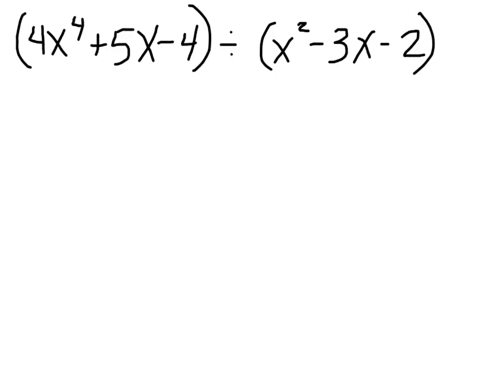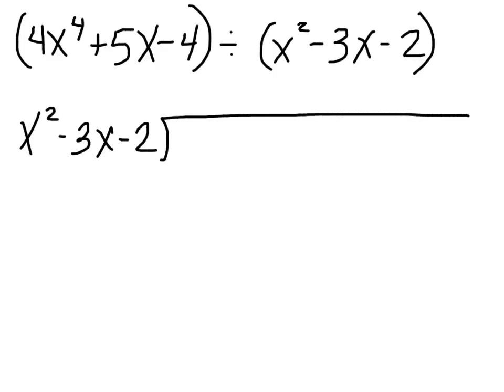Okay, so there's number 10. First thing that we need to do is we need to set it up properly. What goes on the outside? What's the lead term for the inside? 4x to the 4th. Now, if I have 4x to the 4th, I should go 4, 3, 2, 1, constant.